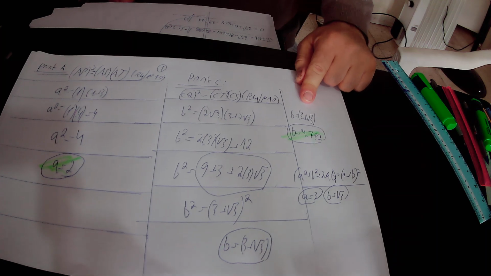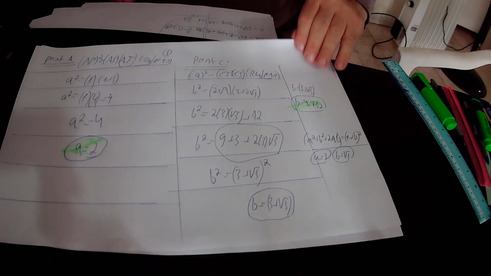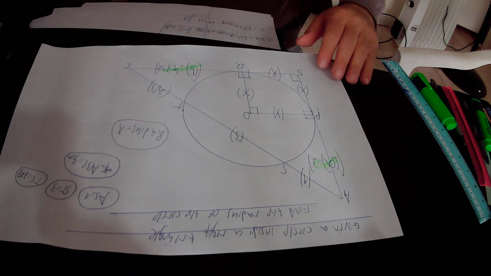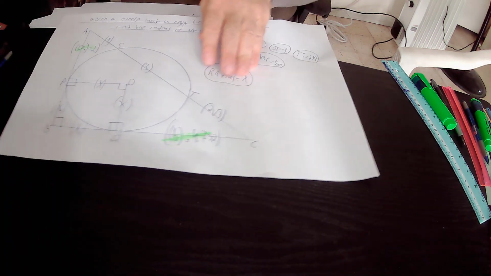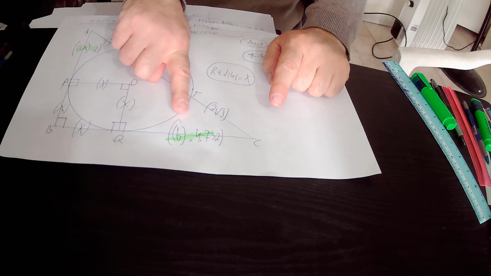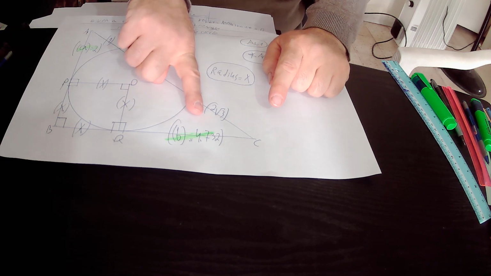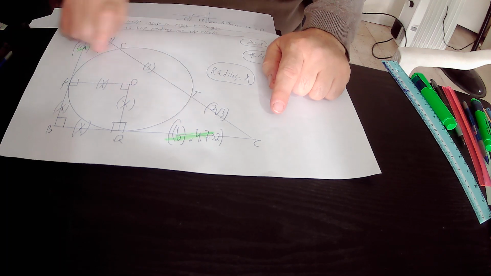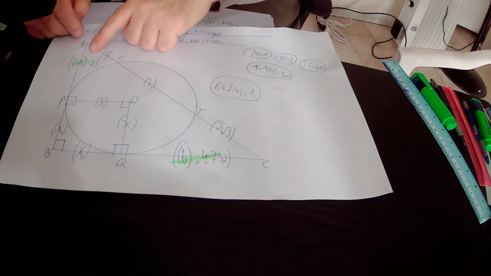Root of 3 is 1.732, and therefore 3 plus root of 3 equals 4.732. So in conclusion, we found out that segment QC, which is B, is equal to 4.732. And we already found out that AP is equal to A, which equals 2 units in length.